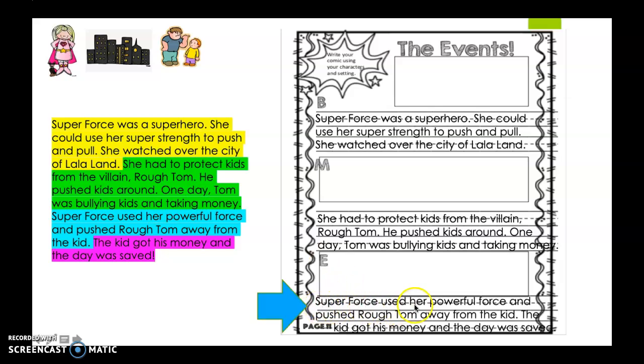For the end, Superforce used her powerful force and pushed Rough Tom away from the kid. The kid got his money, and the day was saved. So that sounds more like a story that's wrapped up. It's got an ending, right? So it ends with the day was saved.